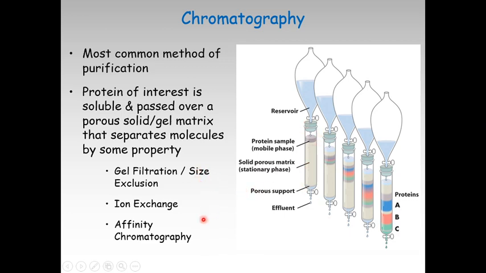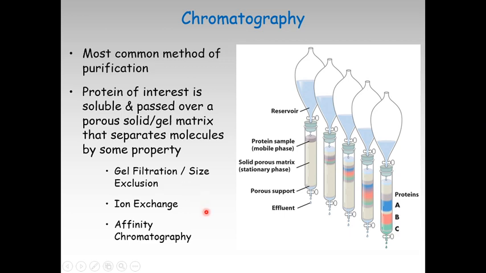That depends on what kind of chromatography you're performing. There is a porous support at the end, and you can load the protein sample here, and then pass your buffer through. As the buffer passes through, you separate proteins by either size, charge, or binding affinity of the protein to this specific matrix.